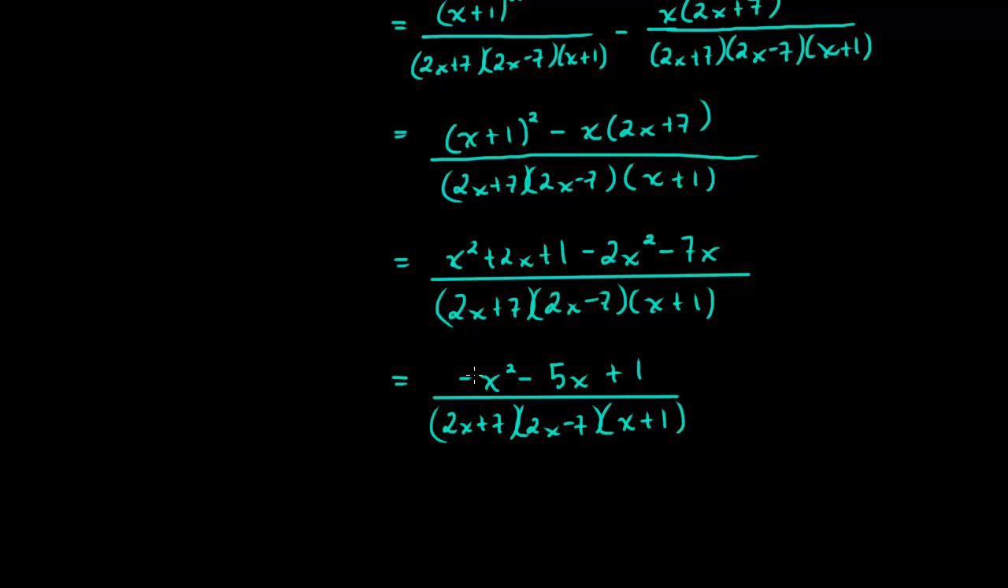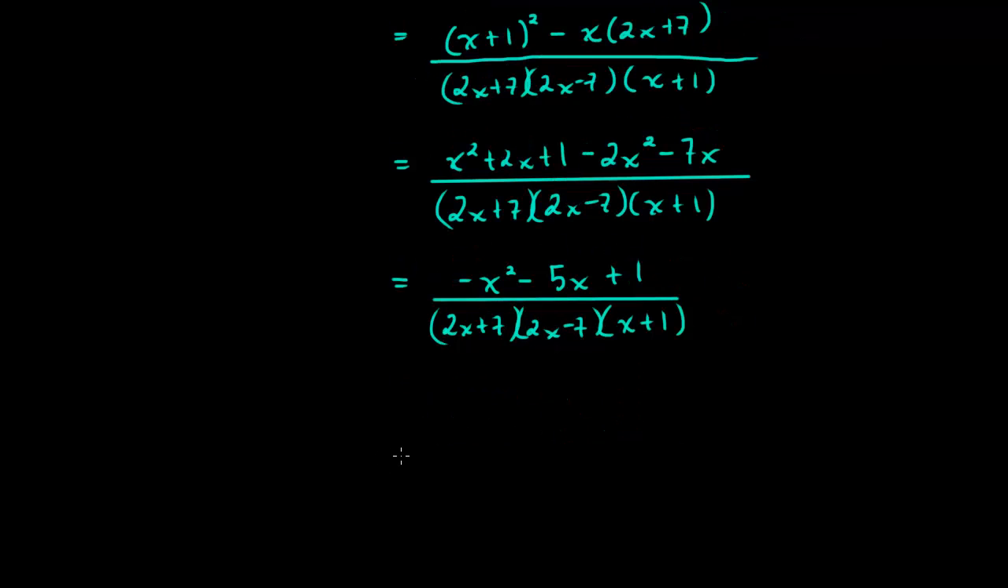And again, if you wanted to, since the highest degree term in the numerator is negative, you could factor out negative 1 to make this look a little bit neater, but that's not required. So then we can go ahead and write the restrictions, and we have that x cannot be equal to negative 7 over 2, negative 1, and positive 7 over 2. That concludes this video.